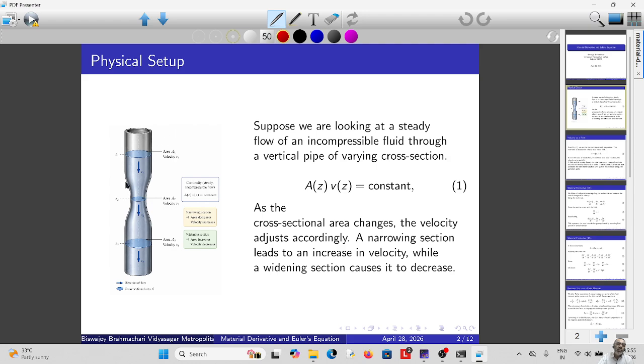But here, due to the shape of the pipe, we see that of course there is a variation with respect to time, but also there is a variation depending on its space coordinate, that is the z coordinate. So this is what we will be interested in, and we will see how to tackle this situation where velocity depends on the location where we are looking at.